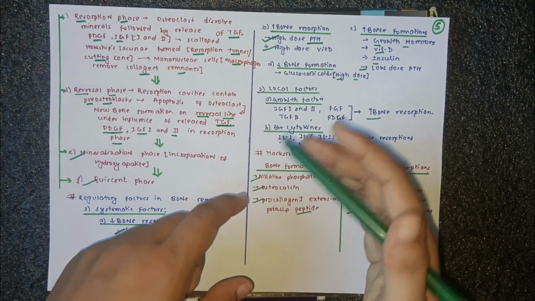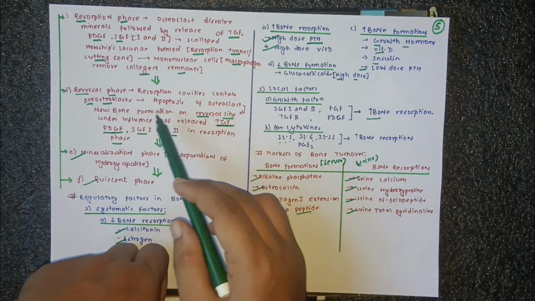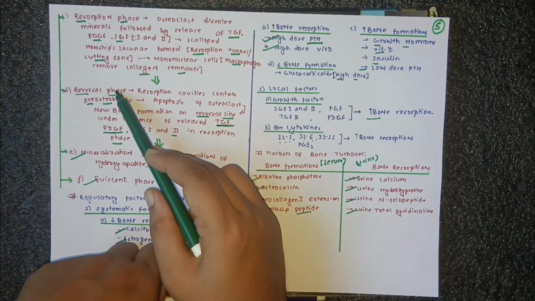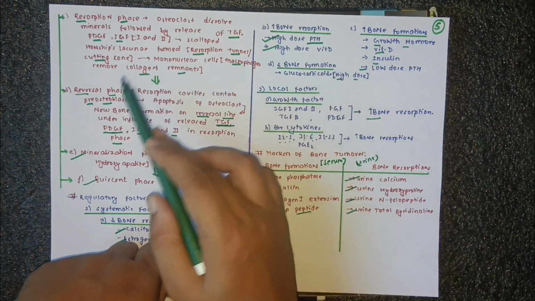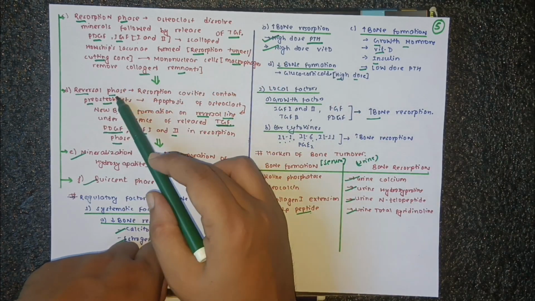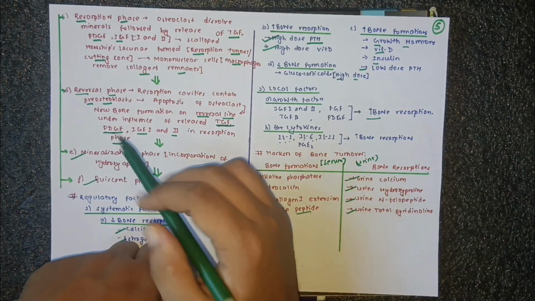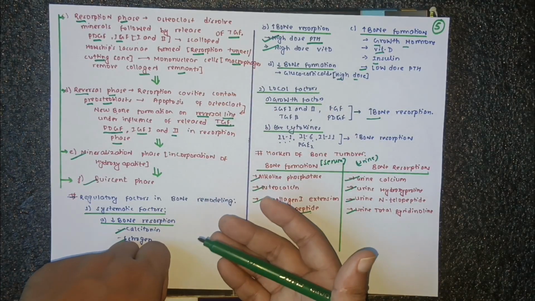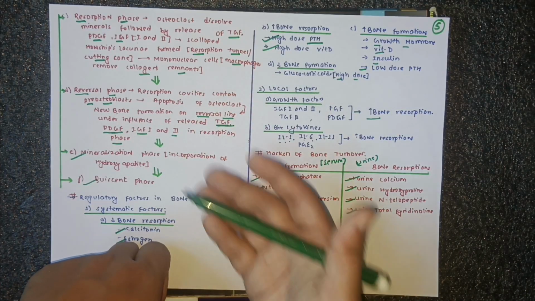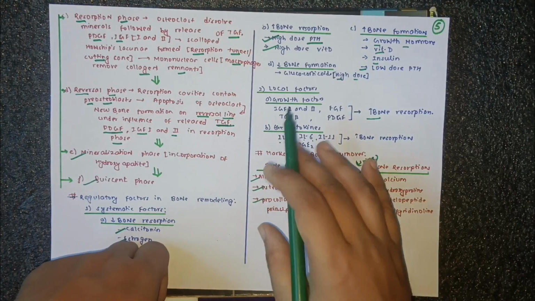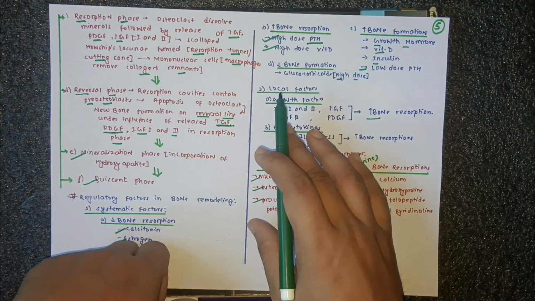In the exam, even if you forget all those points, just remember the phases. The reversal phase is also very important. So: activation phase, resorption phase, reversal phase, mineralization phase. Those are the different phases of bone remodeling. Telling those phase names can also get you good marks in your exams.